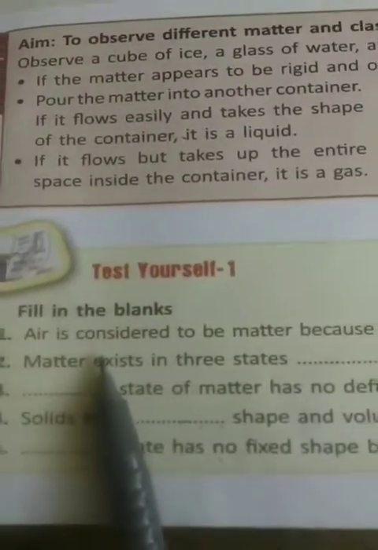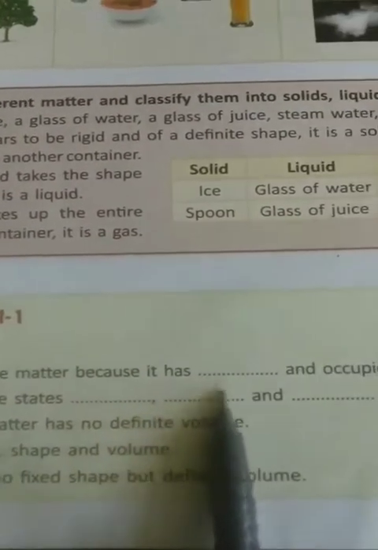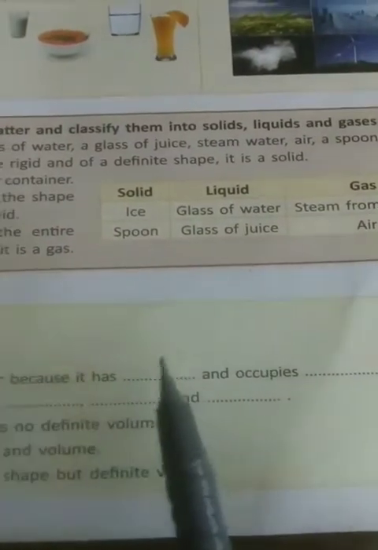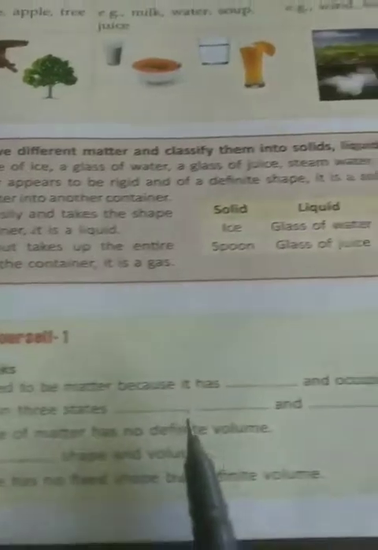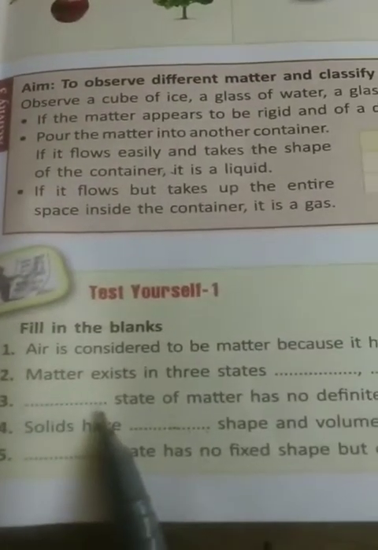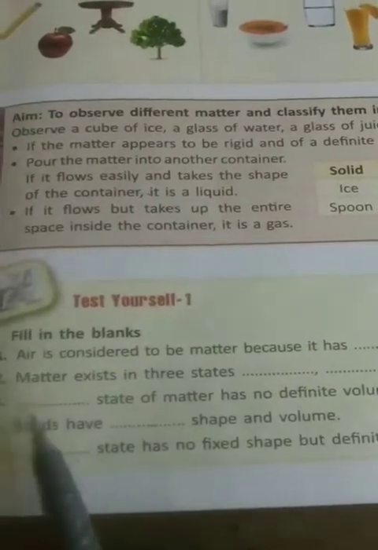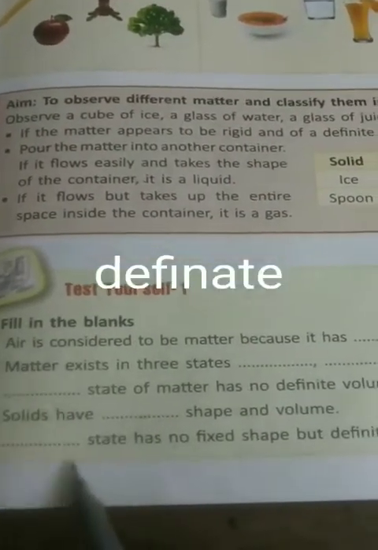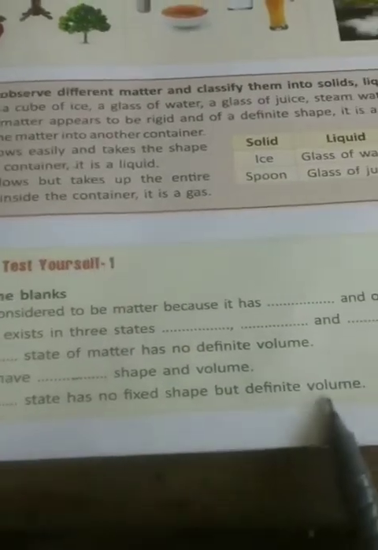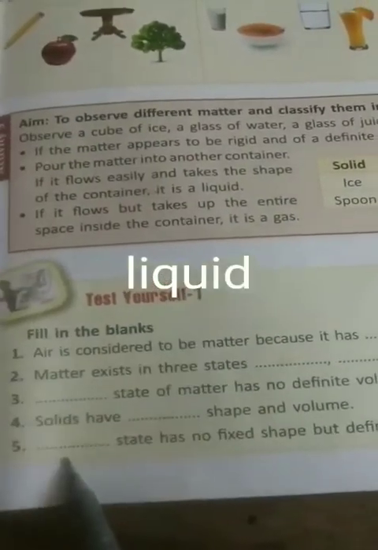Test yourself. Air is considered to be matter because it has mass and occupies space. Matter exists in three states: solid, liquid and gas. Gas state of matter has no definite volume. Solids have definite shape and volume. Liquid state has no fixed shape but definite volume.